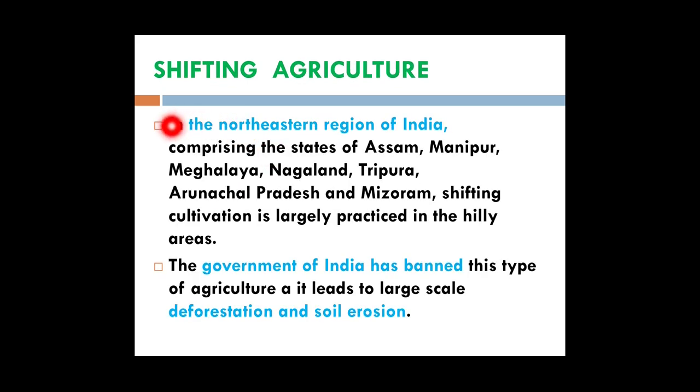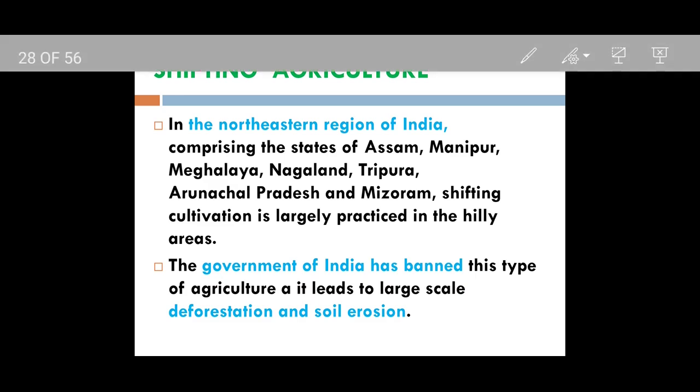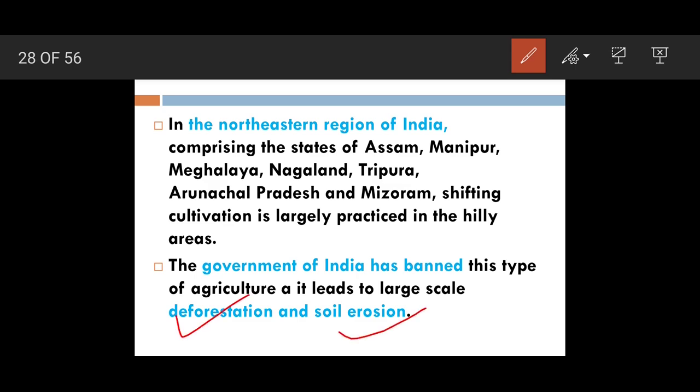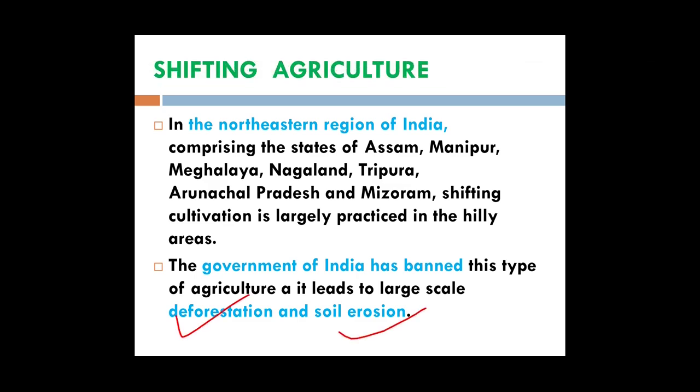Now shifting agriculture is practiced in India in the states of Assam, Manipur, Meghalaya, Nagaland, Tripura, Arunachal Pradesh and Mizoram. Shifting cultivation is mostly practiced in the hilly areas, especially in the forested areas, and mostly by the tribal communities living in the northeastern part of India as well as in different parts of the world. The government of India has banned this type of cultivation because it is unscientific and it was leading to deforestation and soil erosion. So this is why shifting agriculture has been banned in India.